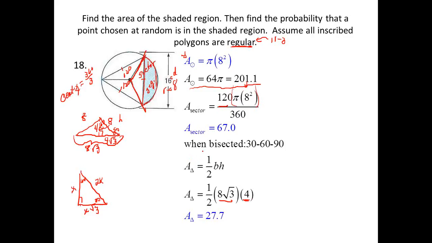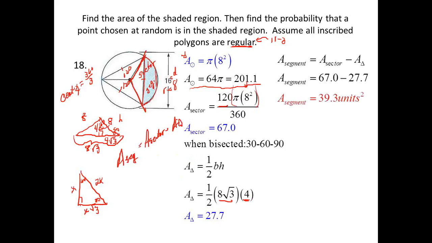So I got the triangle. I have my sector. I can get the segment, as I mentioned at the beginning, is the area of the sector minus the area of the triangle. So filling in those numbers, I get that.